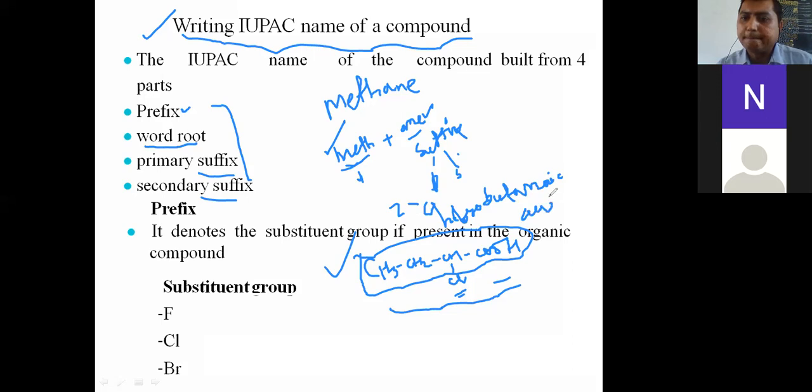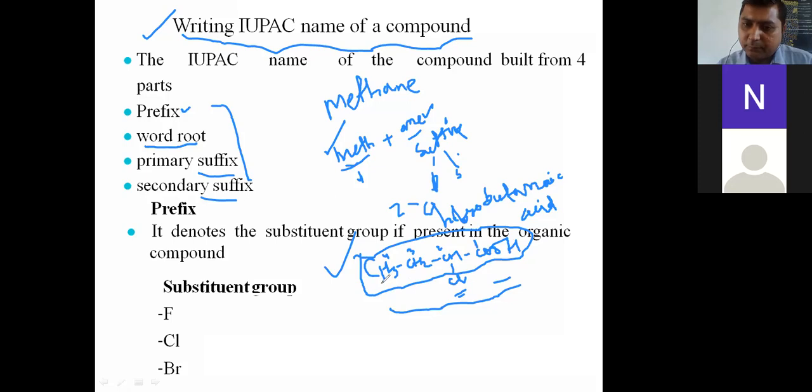2-chlorobutanoic acid. Why? Because the numbering should start from this carbon. Because there are 4 carbons, 1, 2, 3, and 4. We can start the numbering either from this end or this end.